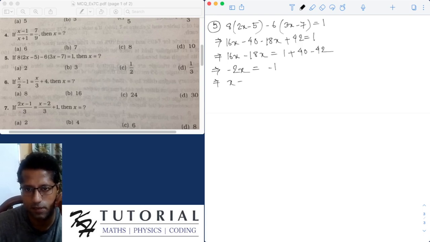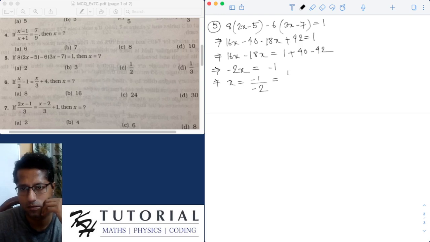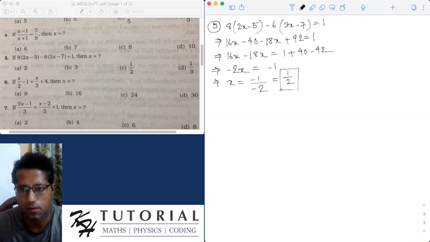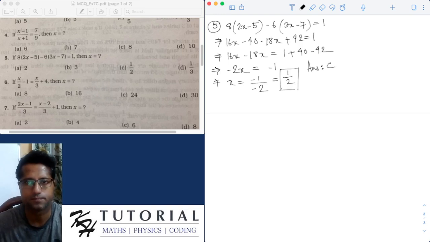So this implies x equals minus 1 divided by minus 2. The minus minus cancels. This is 1 by 2. So x is half. So the answer is choice C.